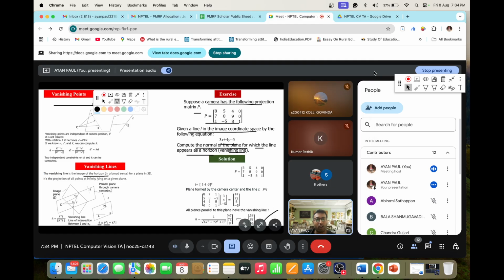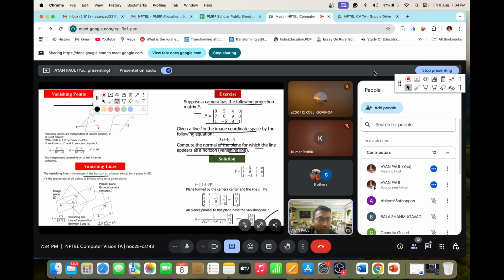Is it clear to all of you? Clear, right? For a line, you just take P transpose times the line and you will get a plane. That is the simple concept. And if this line is a vanishing line, you will get the plane at the horizon.